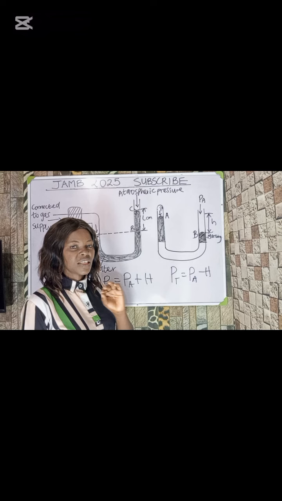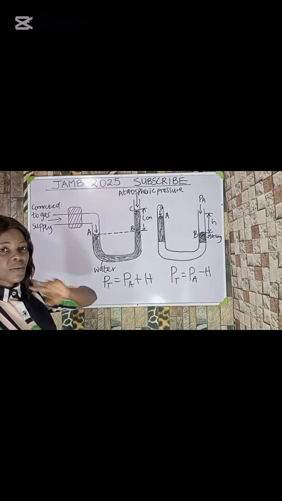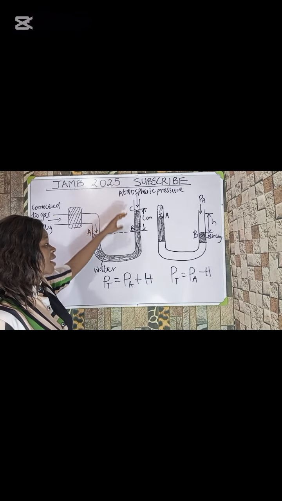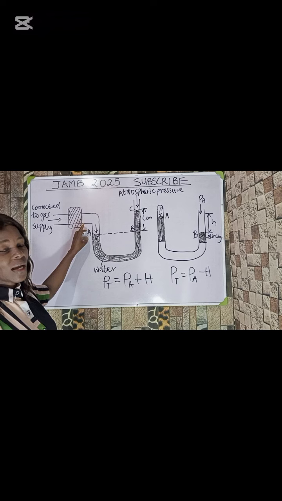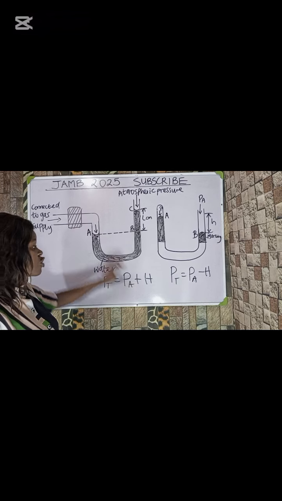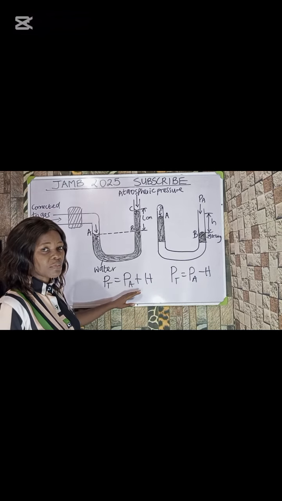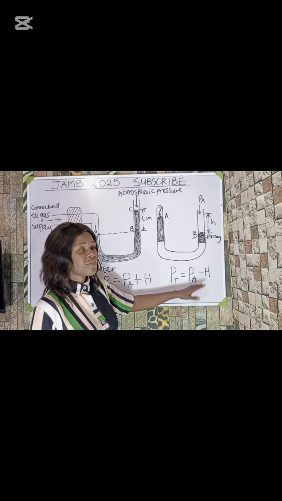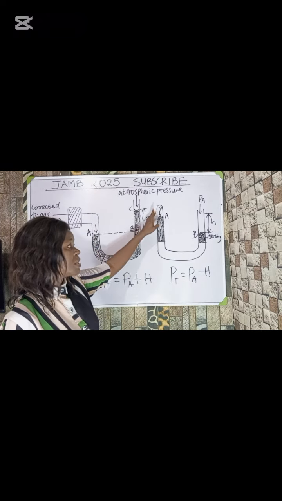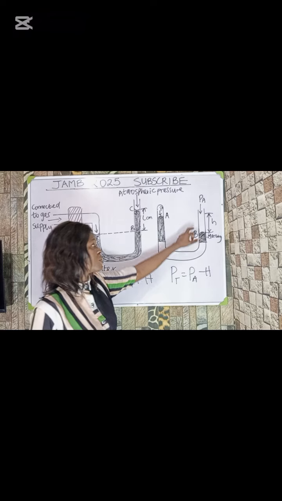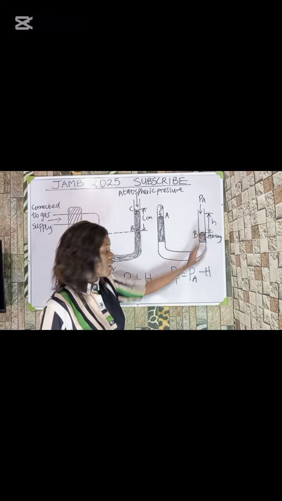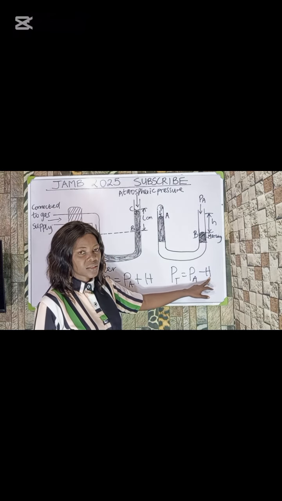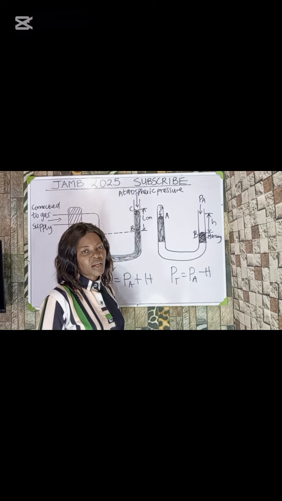Is that clear? So what am I saying in a nutshell? If you see a manometer and the height of the water level here is higher than the pressure at this point here, you're going to add to the atmospheric pressure to get the total pressure. Okay? But when you come to this diagram and you find out that the pressure at P is higher than the atmospheric pressure with this difference H, we are going to subtract. Do we understand? So let's look at some examples.